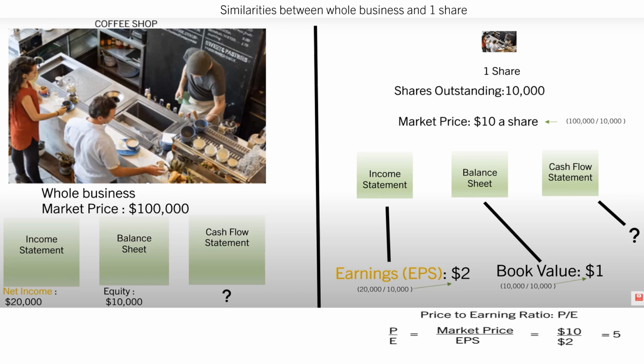On the left side, the whole business market price was $100,000 and per share it was $10. In the income statement, the net income was $20,000 and on a per share basis the earnings was $2, that is EPS. On the balance sheet, equity was $10,000, and per share the book value was $1. And finally we came up with the price to earnings ratio, PE, which is market price divided by EPS, equal to $10 divided by $2, equal to 5.